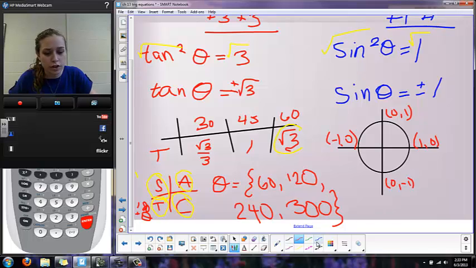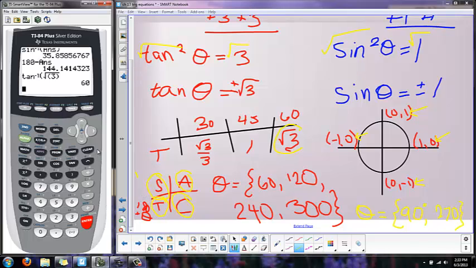Okay, so we're looking for where sine is positive and where sine is negative. So positive 1 and negative 1. Remember that the sine is the second number right there. It goes cosine, sine. So where is sine equal to positive 1? That's going to be all the way up here at 90 degrees. And where is sine equal to negative 1? All the way down here at 270 degrees.